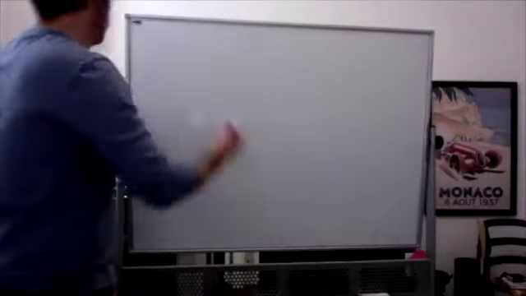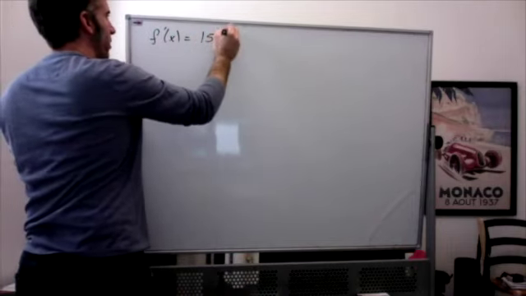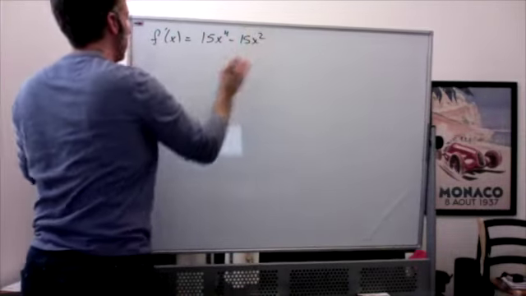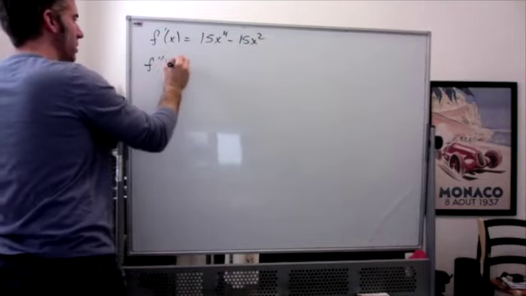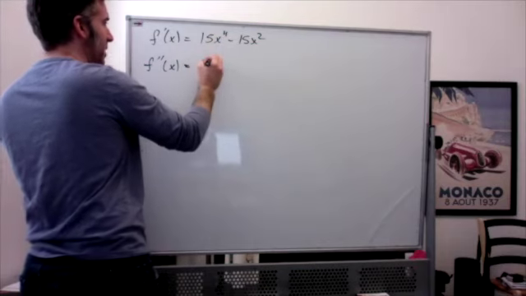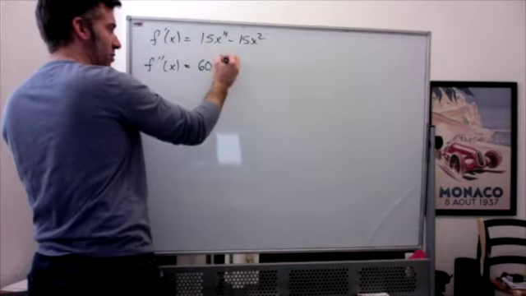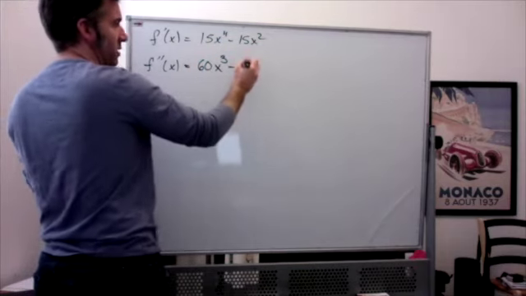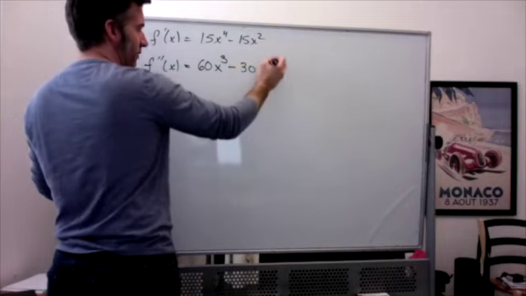So my first derivative is 15x to the fourth minus 15x squared. My second derivative is going to be, let's see, the 4 comes down, so 4 times 15 is 60. X to the 4 minus 1 is 3. Minus 2 times 15 is 30. X to the first.